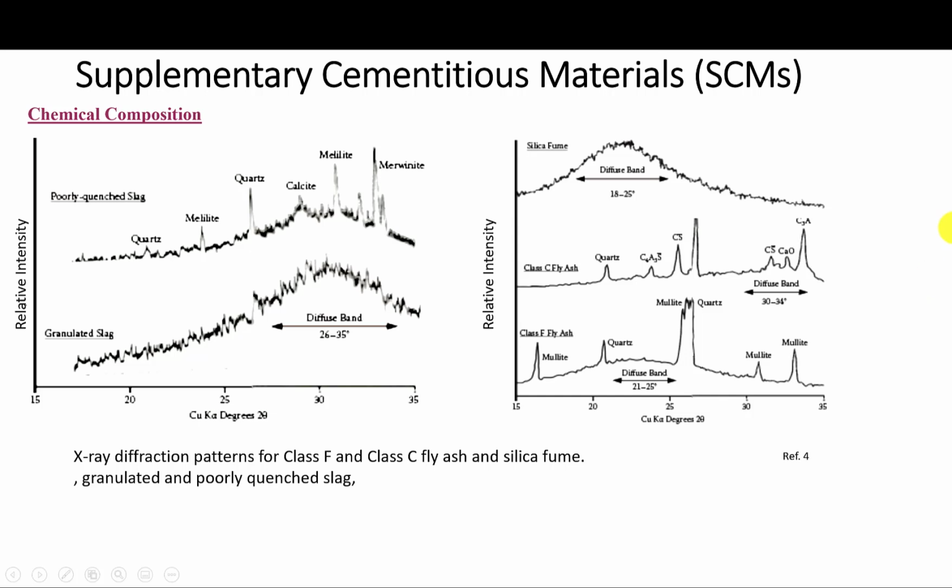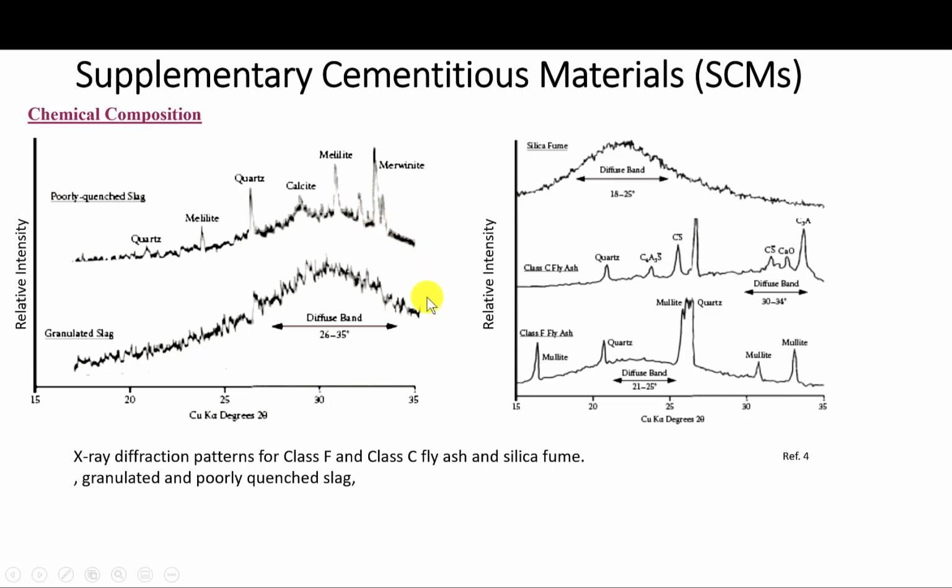Look, for example, here at the silica fume. You notice this broad hump is indicating the large amorphous or reactive silica content, with almost the absence of clear crystalline peaks. Okay, so that's the good thing about silica fume.